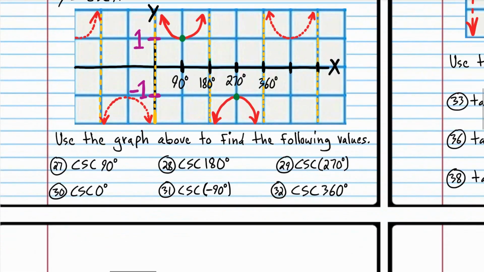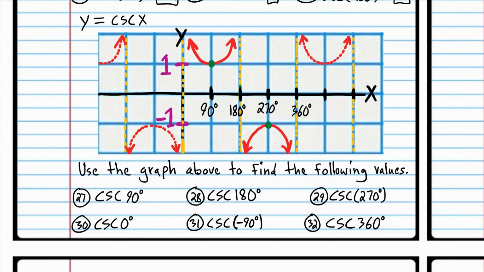Okay, we're back. So let's move out 90 degrees to the right and ask, what is the y value of the corresponding point? Well, the y value is 1. If you got that right, good. Move out 180 degrees. What is the corresponding y value of the point on the curve? Well, there is no point on the curve.